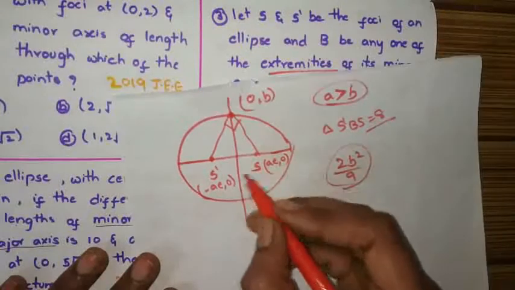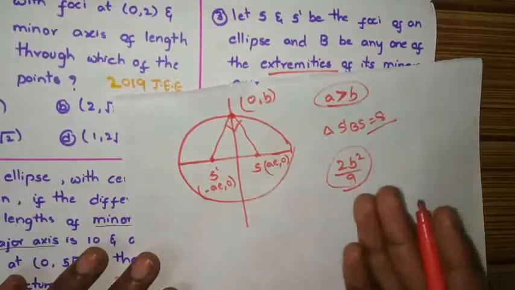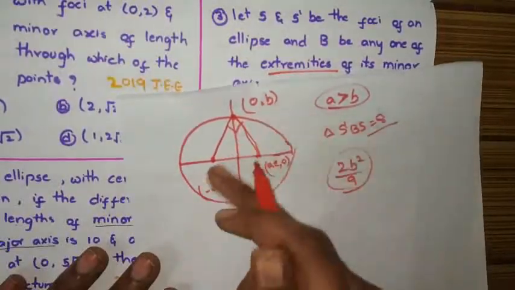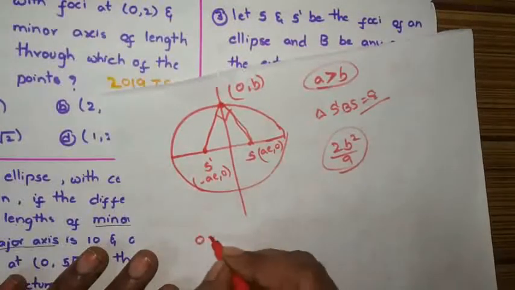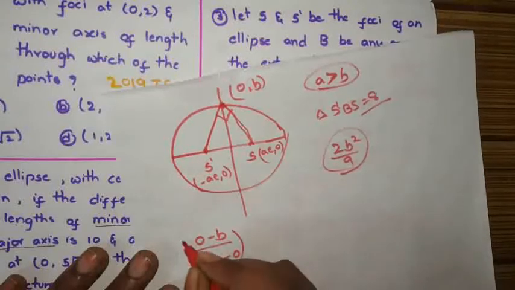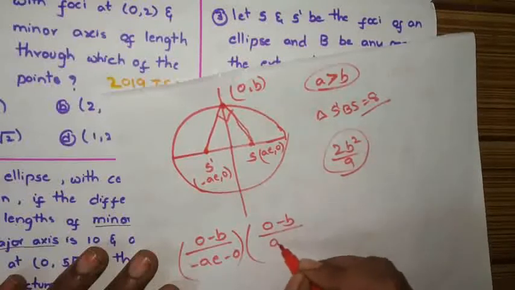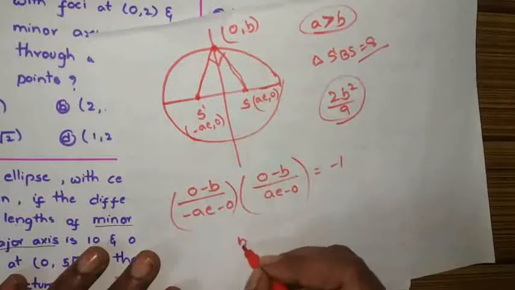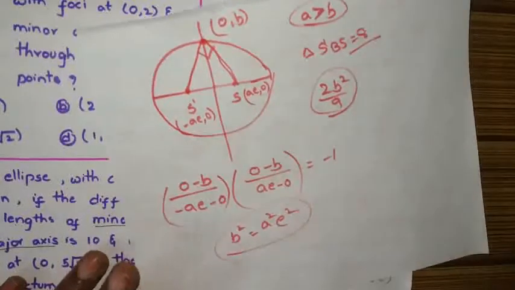See, from this we can say that the product of perpendicular slopes is minus 1. These are two perpendicular lines. First find the slope values: y2 minus y1 by x2 minus x1. (0 minus b) by (minus ae minus 0) into (0 minus b) by (ae minus 0) is equal to minus 1. This you will get b square is equal to a square e square.